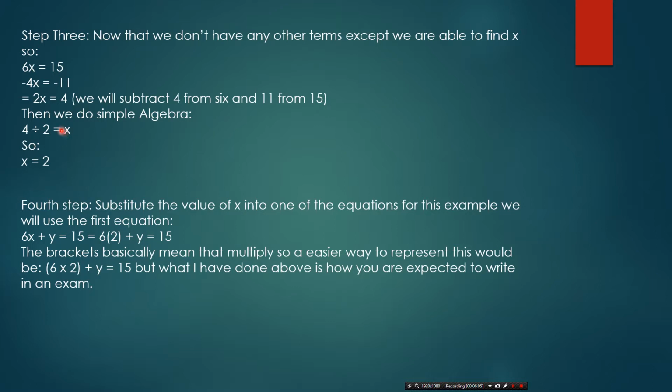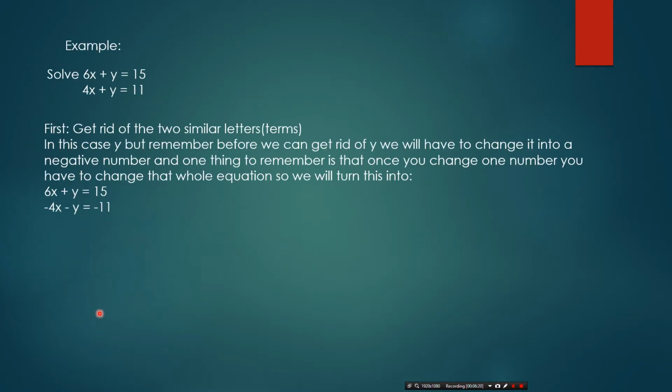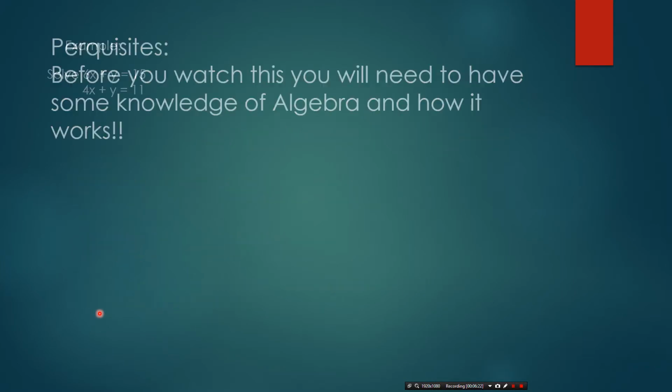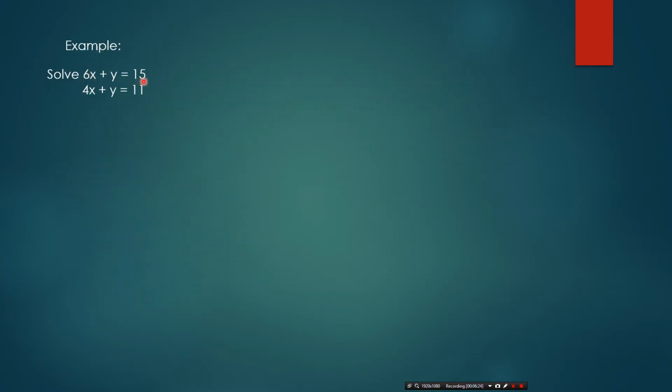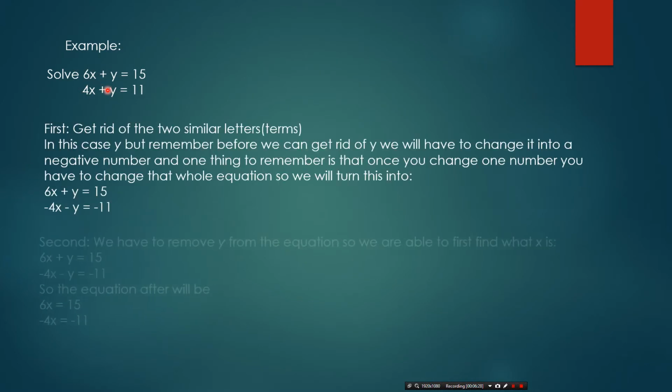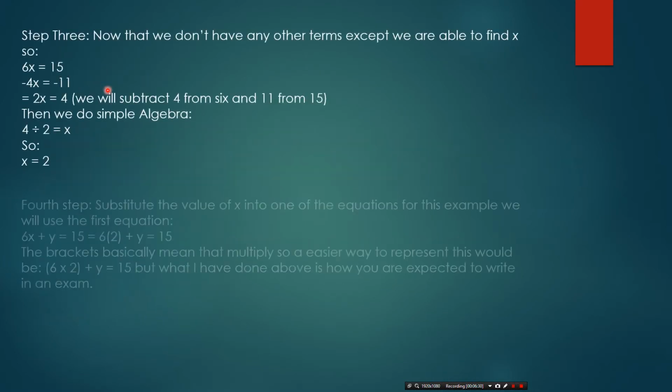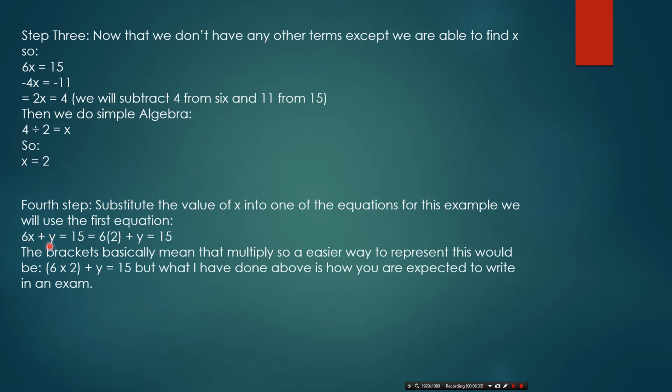So we found x. Now we have to move on to the fourth step, which is to substitute the value of x into one of the equations. You can choose any equation for this. If I go back real quick, out of these equations you can choose any; you can choose this one or that one, it doesn't matter. I choose 6x plus y equals 15 because I wish.